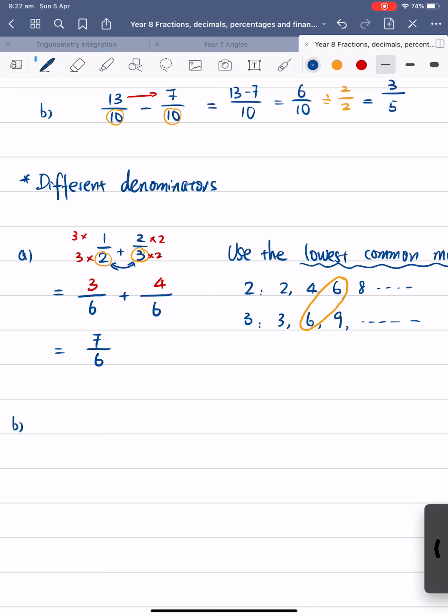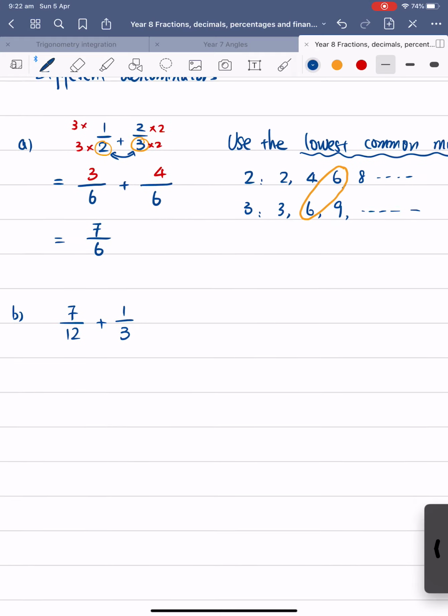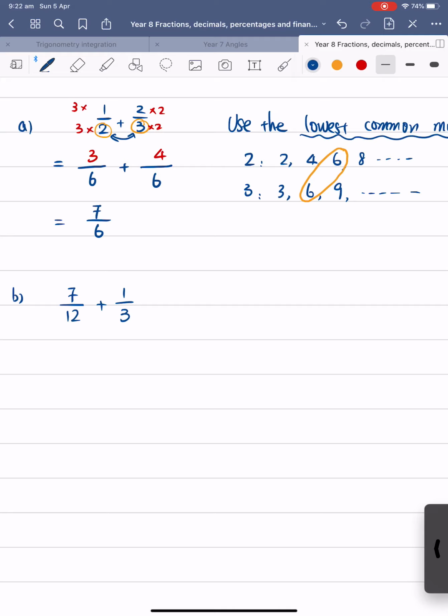How about let's try this one here. 7/12 plus 1/3. Now let's do this question using two different ways. The method where I find the common multiple by just multiplying the denominators, because usually this is what students do. They don't want to find the lowest common multiple. They just want to find a common multiple. So they multiply these two numbers, and that gives you 36 as a common multiple.